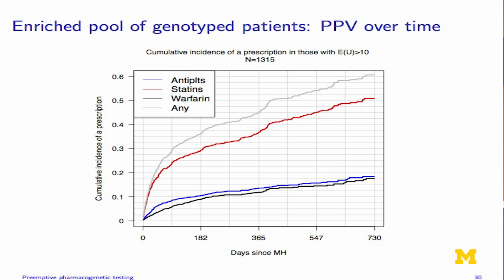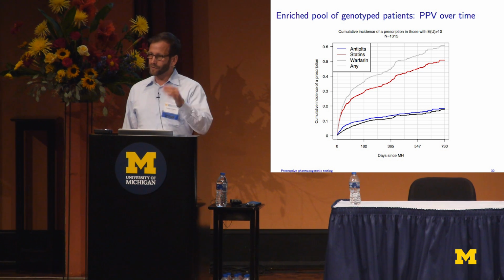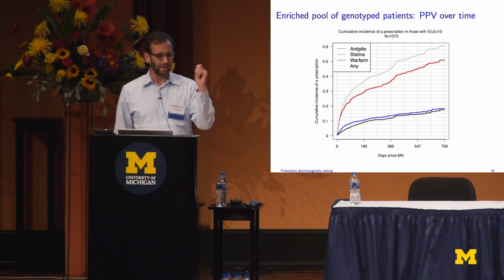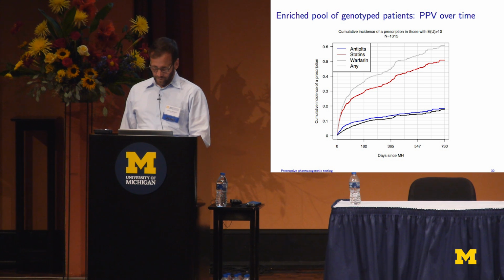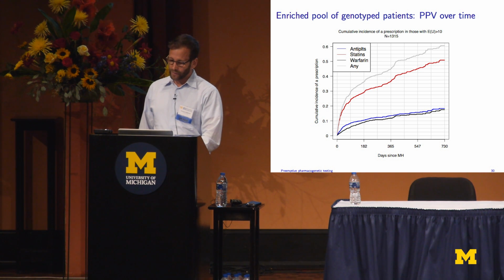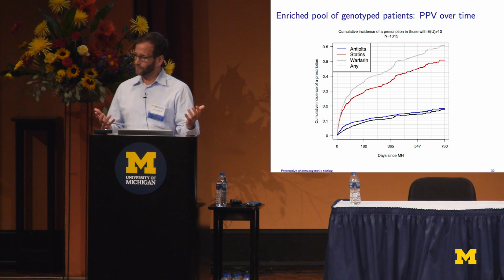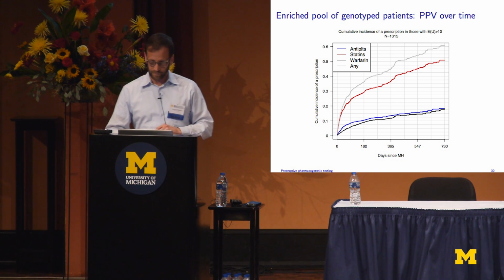But I just want to show you, among these 1,300 people that you identify, what are the rates at which they get put on these medications? Remember, we had about a 7 or 8% rate in 2 years for antiplatelets and warfarin, and about 18% for the statins. So by using this rule to identify the high-risk people, we're enriching the pool of people to genotype, as opposed to picking people randomly. About 17% of people are expected to be exposed to antiplatelets or warfarin within the next 2 years, approximately 50% to statins, and overall, we estimate that 60% of these 1,300 people would be exposed to at least one of these 3 medications. So we've enriched the pool of people who were genotyped.